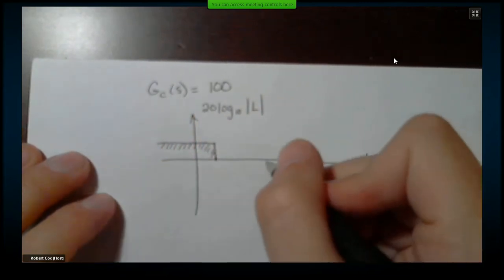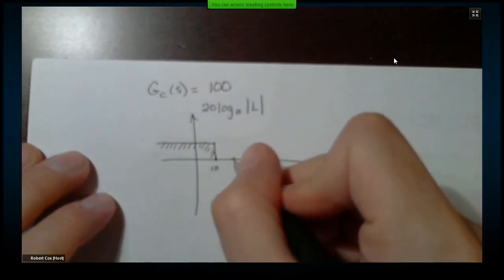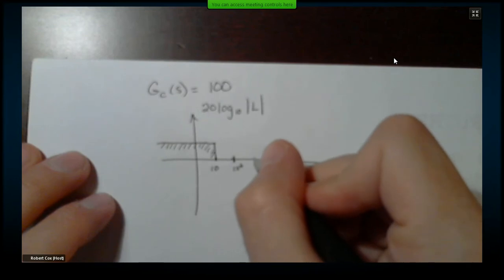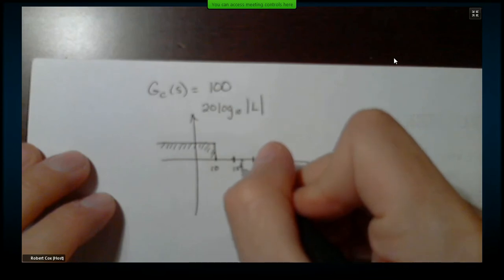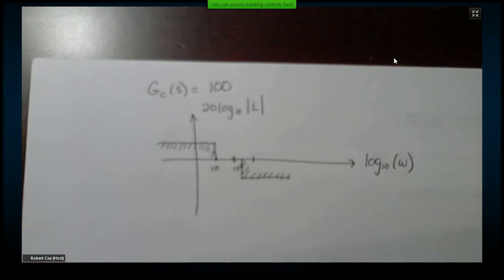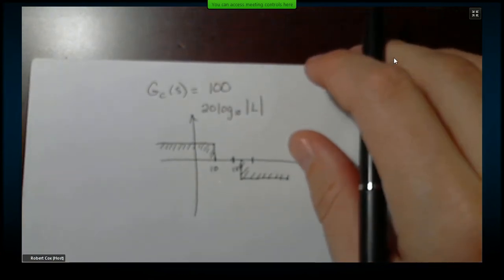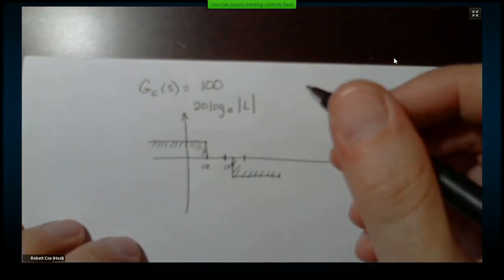Here's my obstacle. Okay. At 10, here I am at 100. Here I am at 10 to the third. Okay, so I said I've got this low frequency obstacle I got to worry about, or high frequency obstacle I got to worry about as well. Now, what I'm going to do is I'm going to draw in a couple of key things.